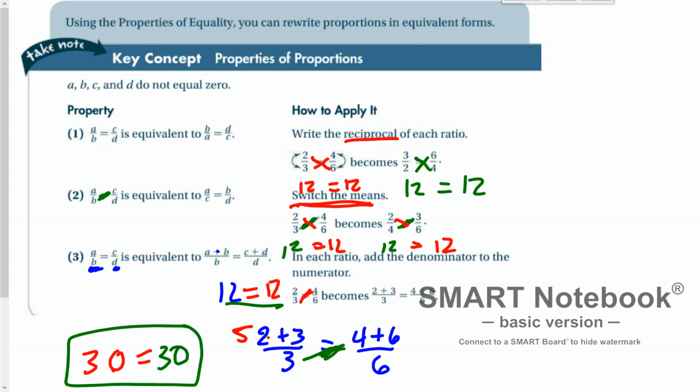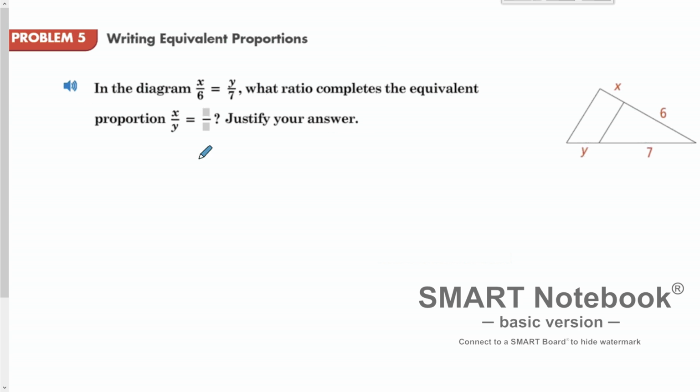All right, so let's do a problem real quick. I'm trying to figure out which one to use here. So I have 6 over 7 equals y over 7. What ratio completes the equivalent? I want to make this true. So basically, what happened to this fraction? How did it get switched to this side? X over y. So what changed here? It looks like the y came down, so the y went here. So that means the 6 would have to go on top here, and the 7 stayed in place.